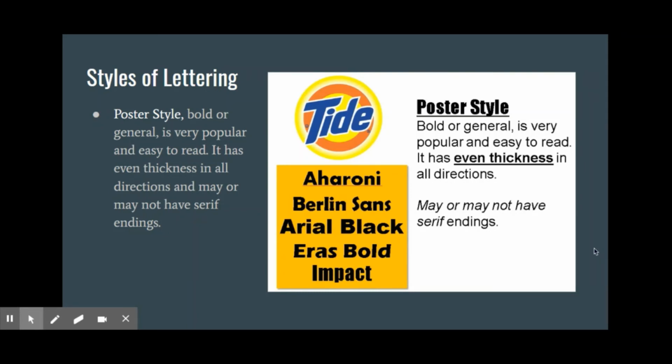Then you have Aharoni, Berlin Sans, Arial Black, Eras Bold, and Impact are types of poster styles. So very thick, bold lettering that's naturally bold. They don't have a thinner style of lettering. So these are poster styles.